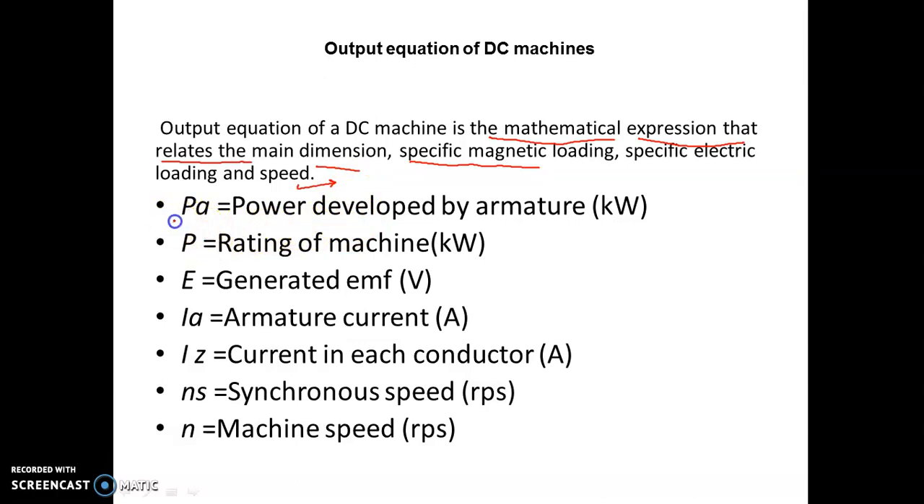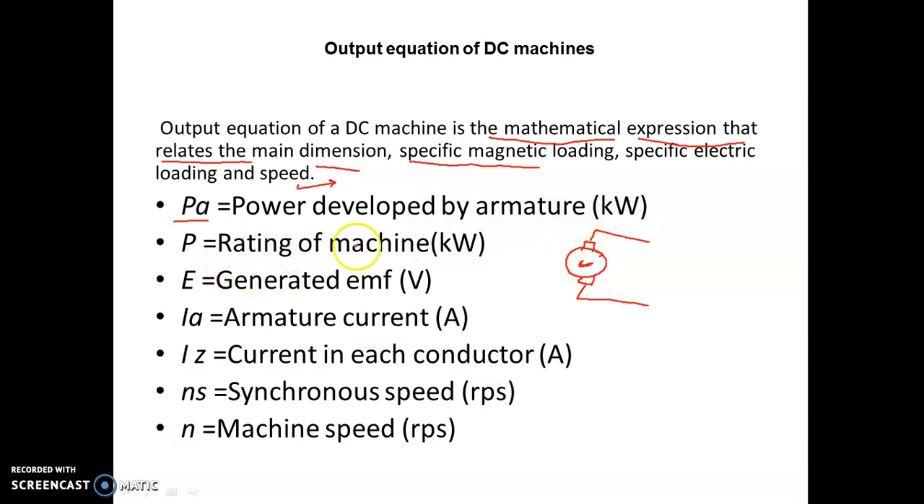Here PA is the average power developed by the armature in kilowatt. This is your armature. The armature is the rotating part. So in a DC machine, this armature is rotating, and the power developed in this machine is denoted by PA. That is the average power developed by the armature, and its unit is kilowatt.